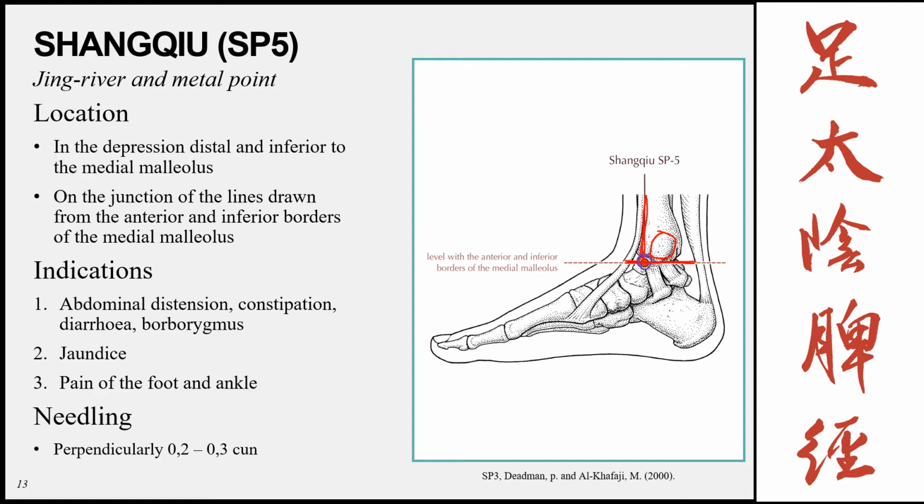The indications for this point, it can be used for abdominal distension, constipation, diarrhea, and borborygmus. It can also be used for jaundice, and locally for pain of the foot and ankle. Our insertion is perpendicular, 0.2 to 0.3 cun.